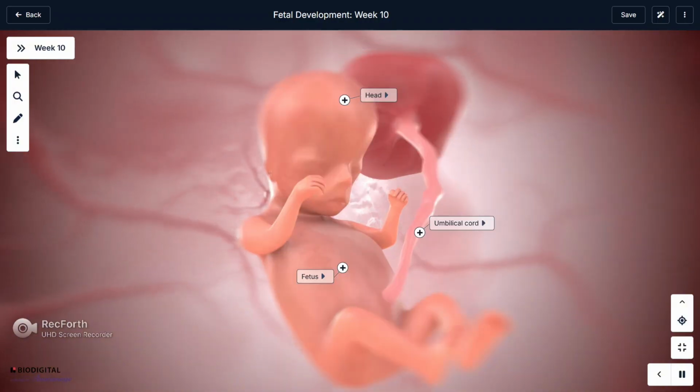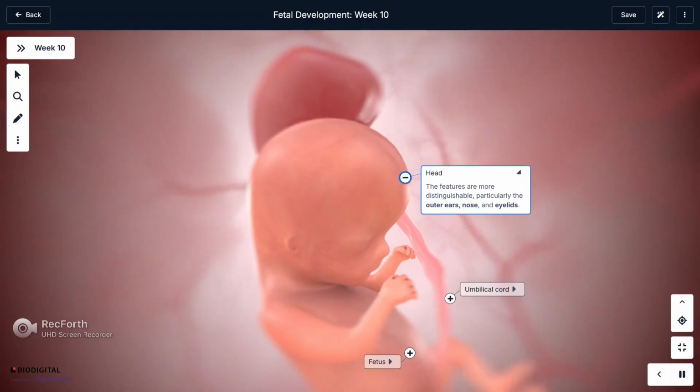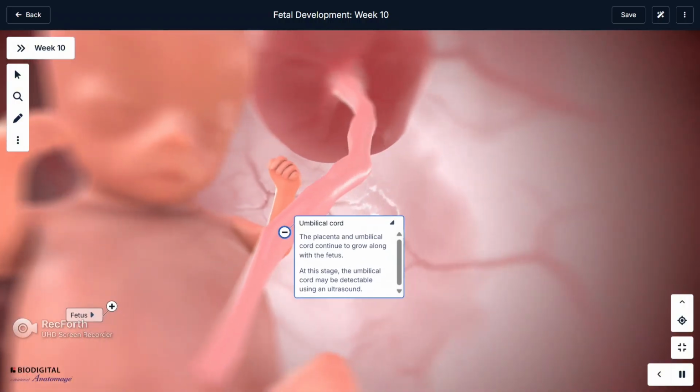At week 10, the features are more distinguishable, particularly the outer ears, nose, and eyelids. The placenta and umbilical cord continue to grow along with the fetus. At this stage, the umbilical cord may be detectable using an ultrasound.